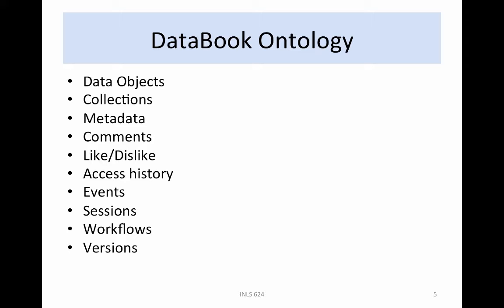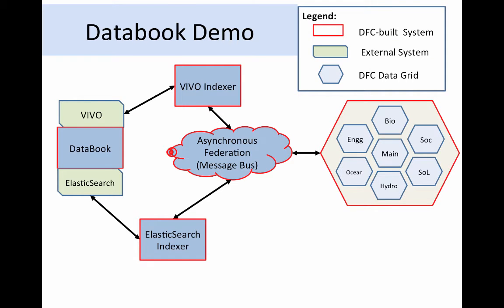Workflows. Provenance of workflows such as input parameters and input files can be automatically recorded and associated with the output files. Each workflow execution instance can be versioned and recorded. Versions. Versions of files, workflows, metadata, and operations can be defined. The interaction mechanisms between the DFC Federation Hub and DataBook are shown here. The DFC Federation Hub is indicated on the right, with federated data grids for each participating discipline.